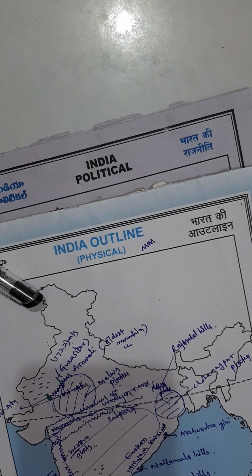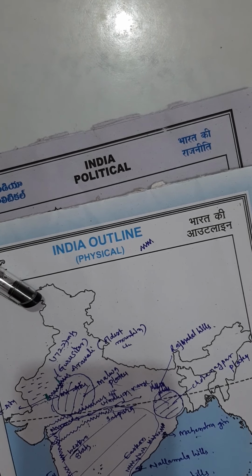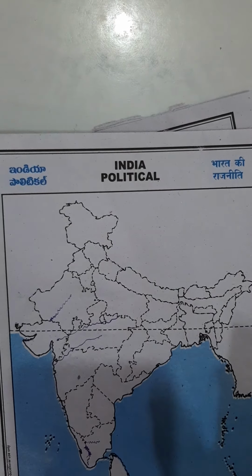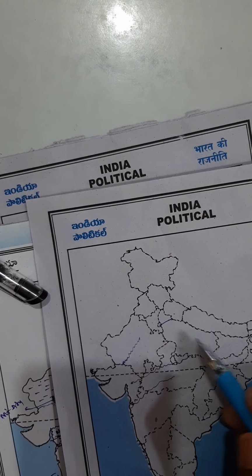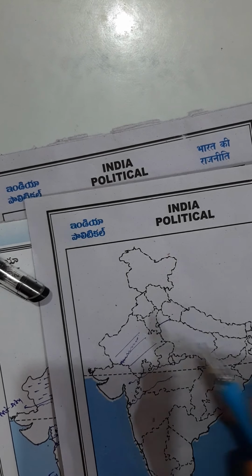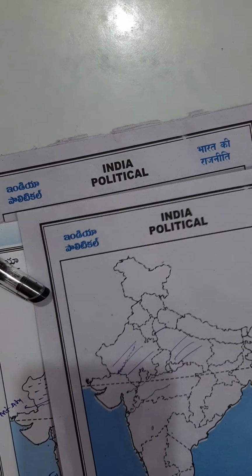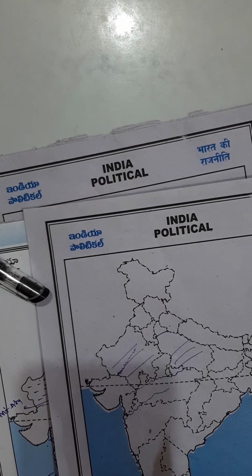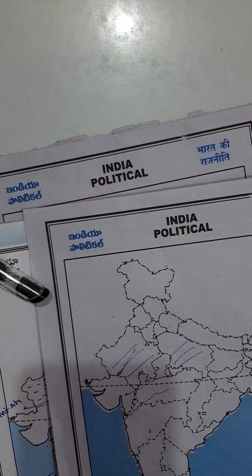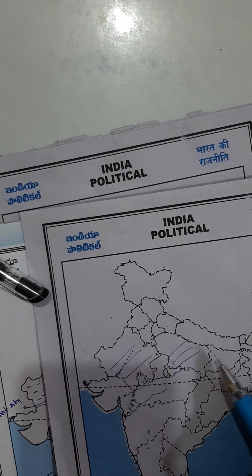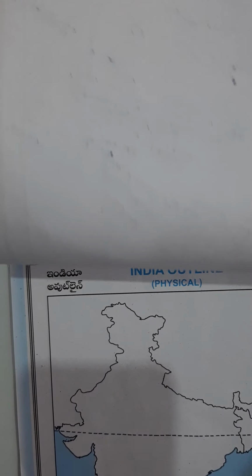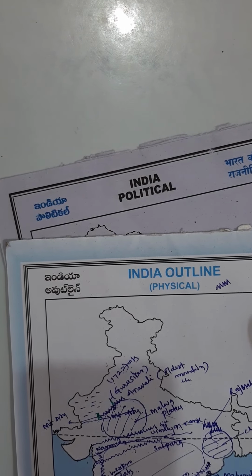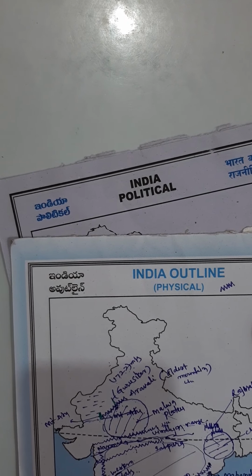If you take the political map, as I already showed you, for capitals like Delhi, Hyderabad, where is Rajasthan, where is Uttar Pradesh, where is Tamil Nadu, if you want to locate, the political map is important. But in your exam, a political map is not given, you will be given only the outline map. So if you practice with outline maps, it is helpful for your examinations. Right, thank you.